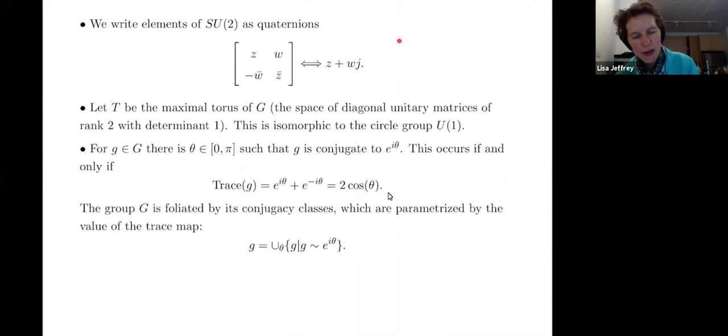We'll write elements of SU2 always as quaternions. So Z and W are complex numbers, norm squared of Z plus norm squared of W is equal to 1, so that the determinant of this 2 by 2 matrix is equal to 1. We identify that with a quaternion, Z plus WJ. J is the quaternion so that J squared is equal to minus 1. And that has the same multiplication as the 2 by 2 matrices, and is somewhat simpler to write. So I will be using that language.